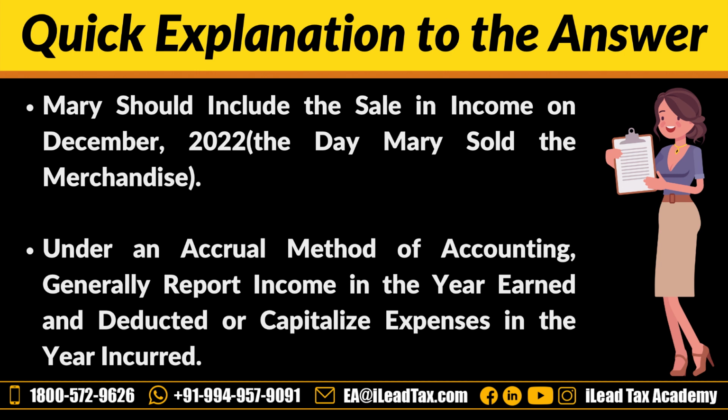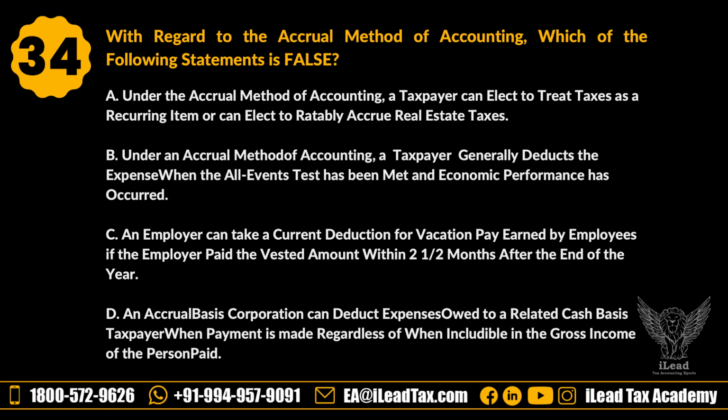Let's go to the next question. With regard to the accrual method of accounting, which of the following statements is false? A. Under the accrual method of accounting, a taxpayer can elect to treat taxes as a recurring item or can elect to ratably accrue real estate taxes. Option B. Under an accrual method of accounting, a taxpayer generally deducts the expense when the all events test has been met and economic performance has occurred.